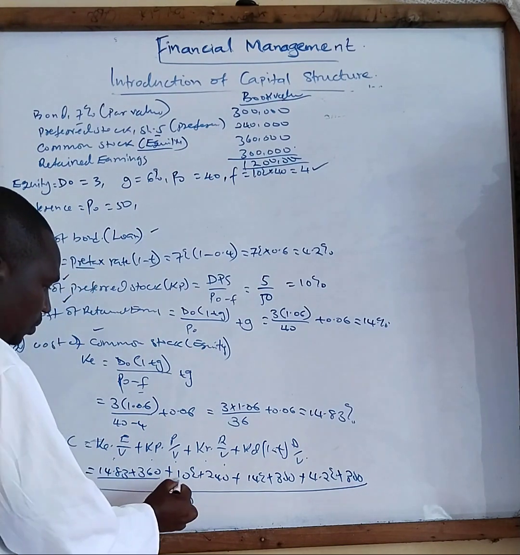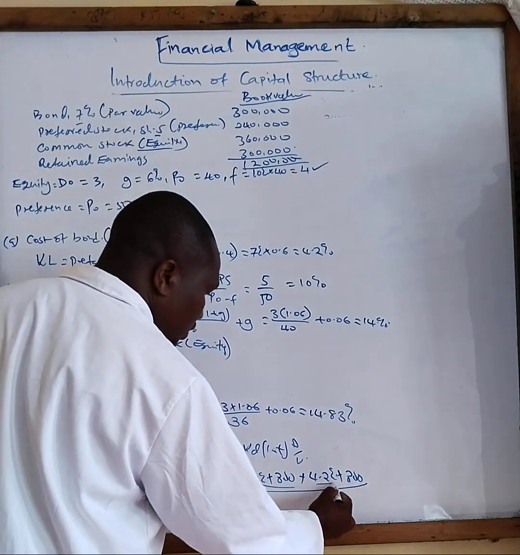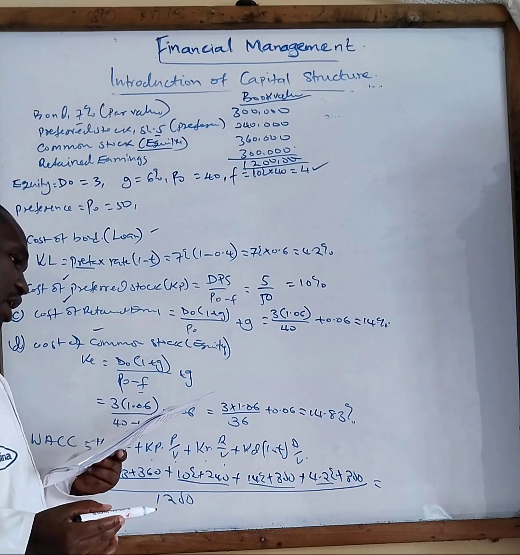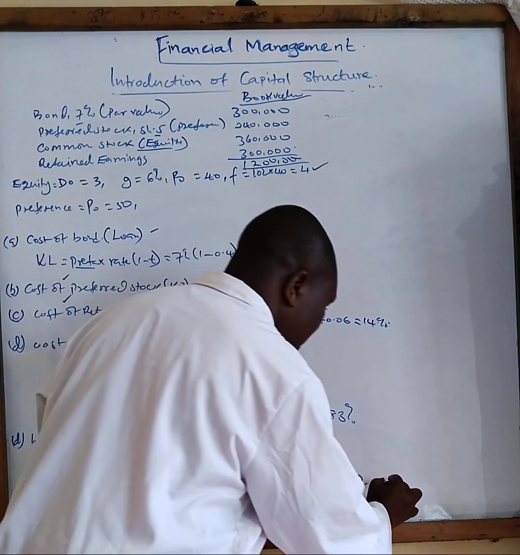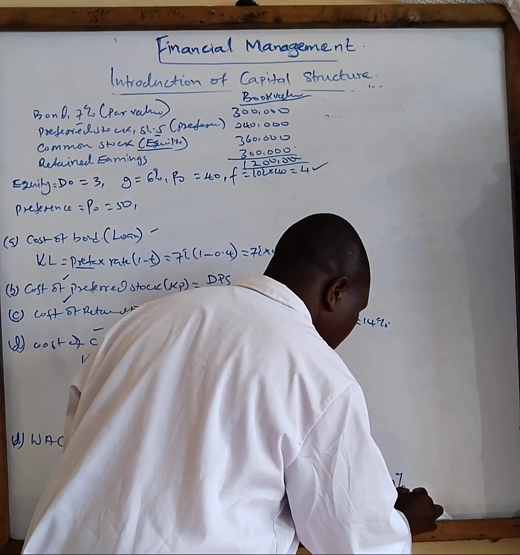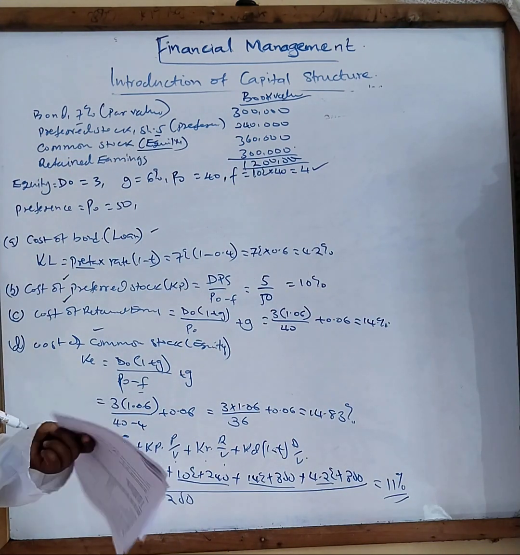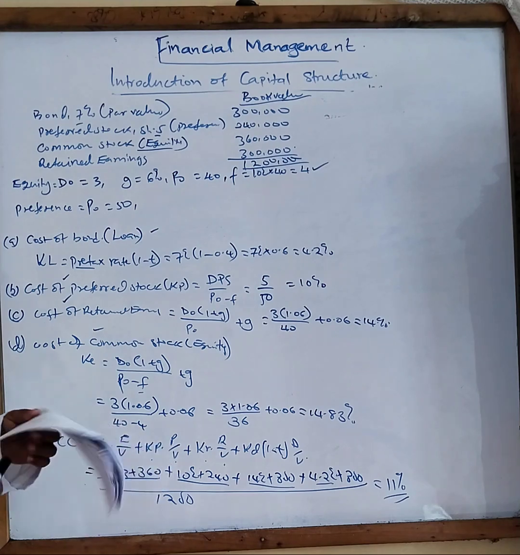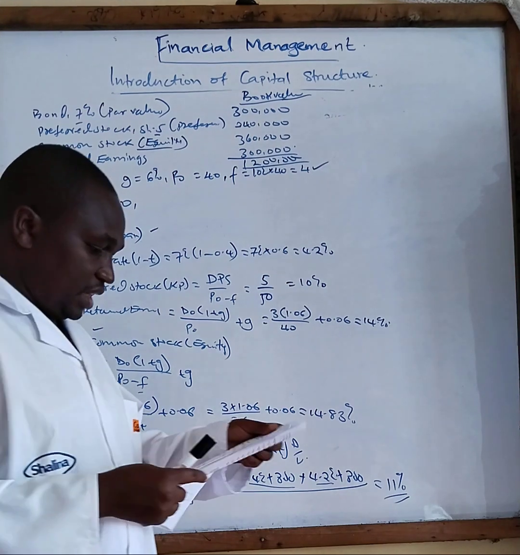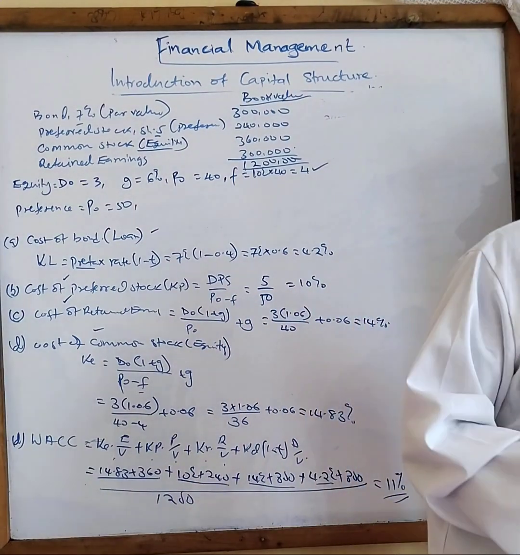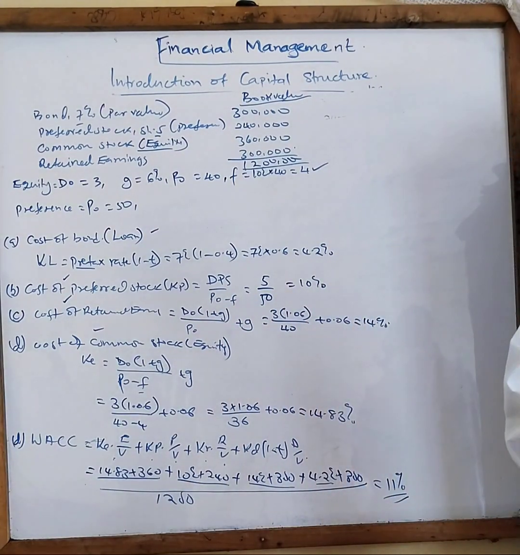So work out this, work out this, work out this. Your answer there is 11%. That is how you are supposed to answer that particular question.